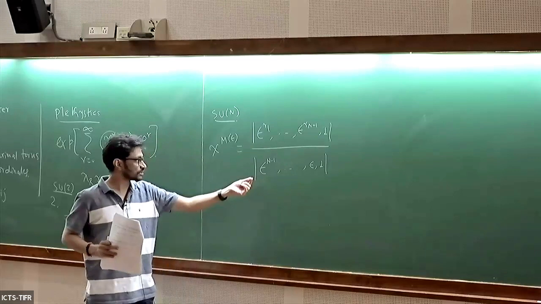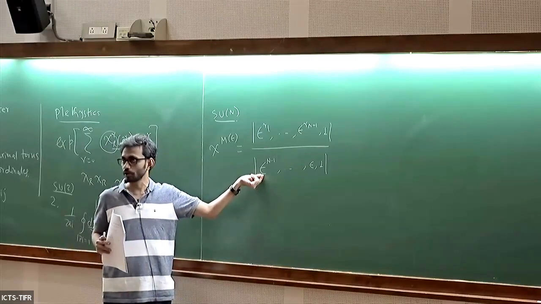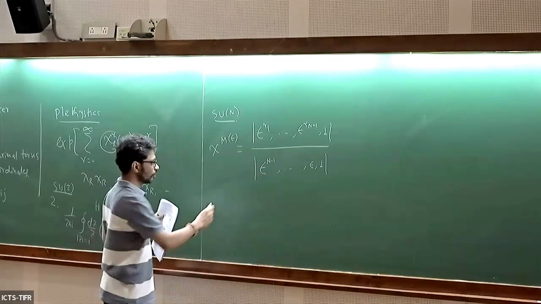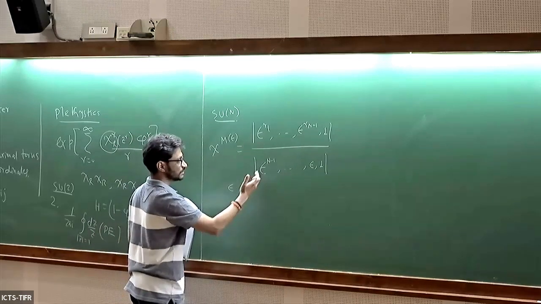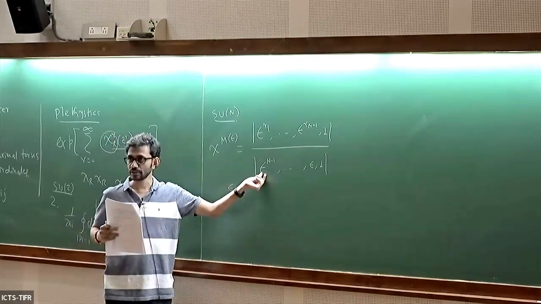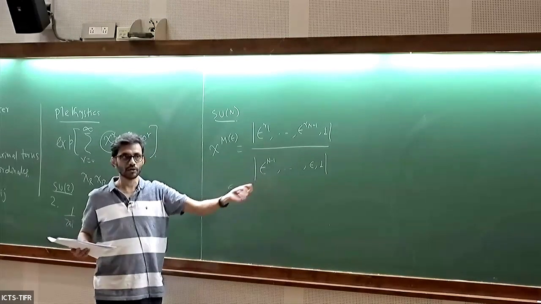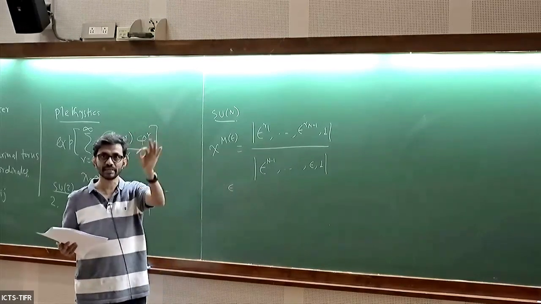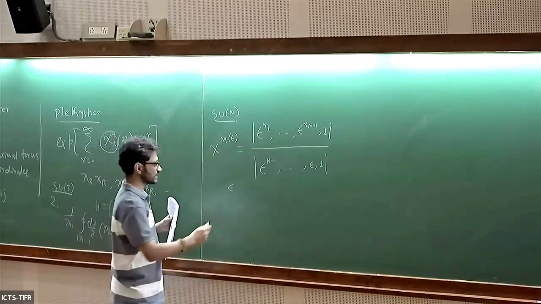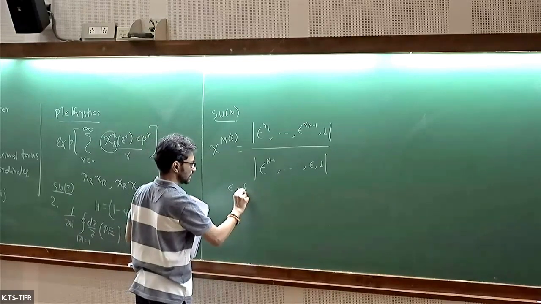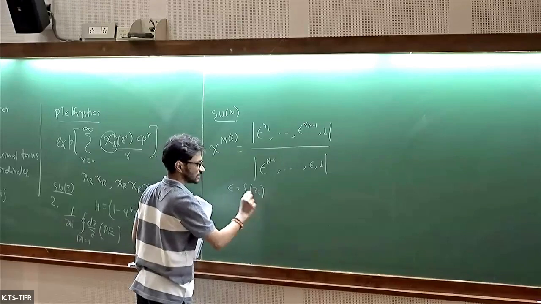Why? Because these are my torus coordinates, and we know that there is some redundancy because there are n of these torus coordinates, but for SU(N) the rank is n minus 1. So I would have n minus 1 independent torus coordinates, which I define as Zi. So they are basically functions of some Zi.